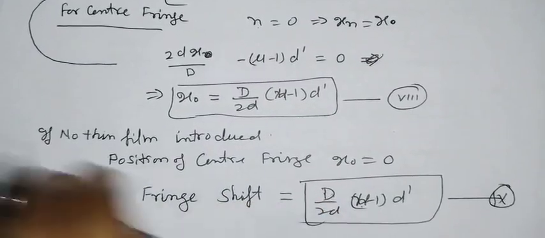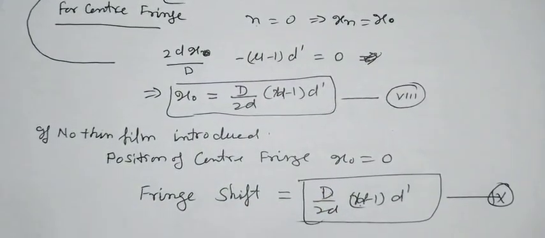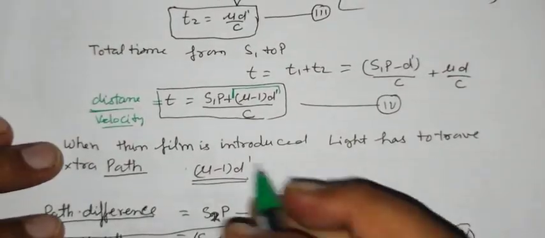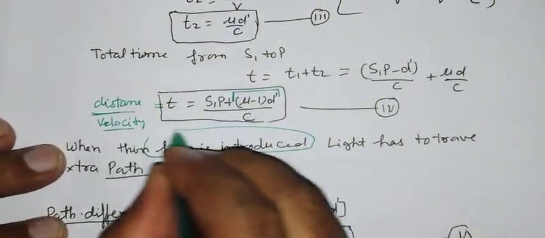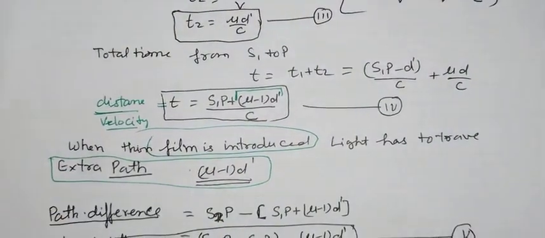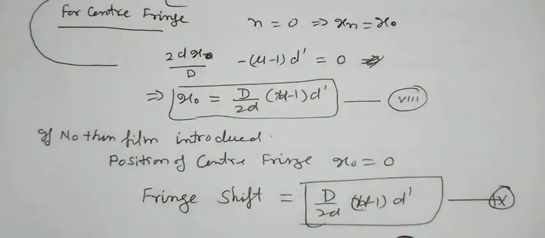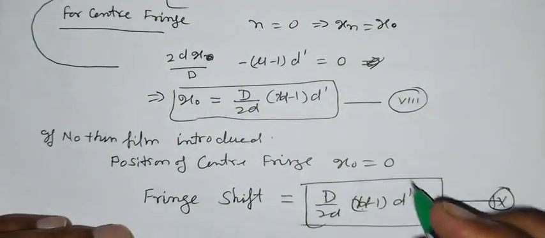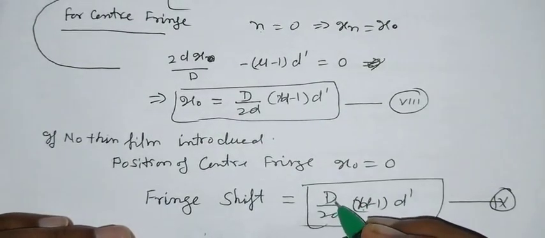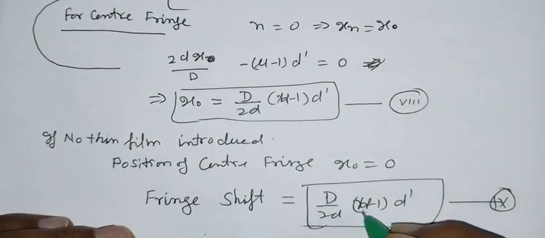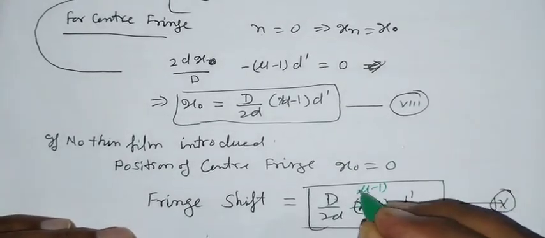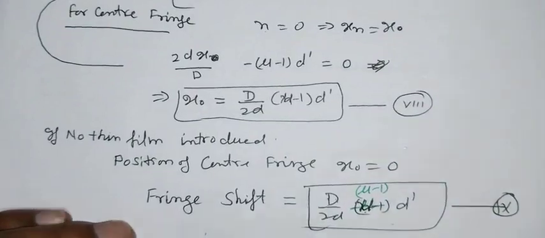Now, here in whole, two things are proved. One, on introducing the thin film, light has to travel an extra path this much. And the center fringe is shifted from its original position by capital D by 2d, (mu minus 1) into d dash. So this is for the topic.